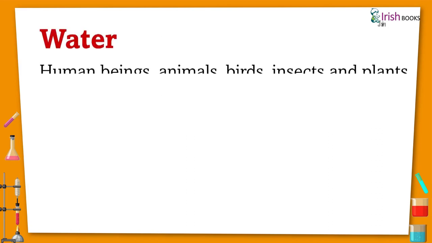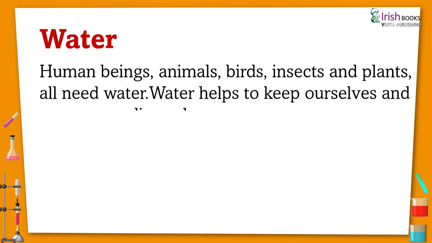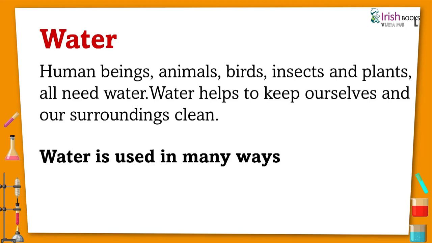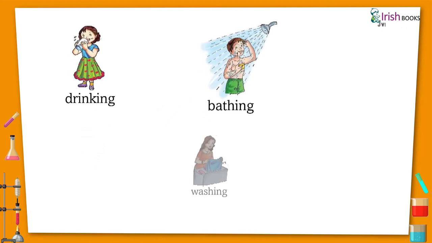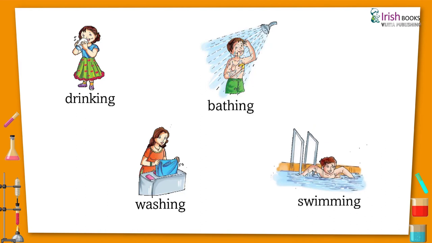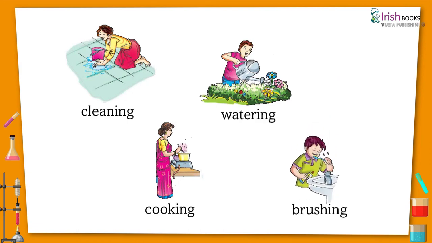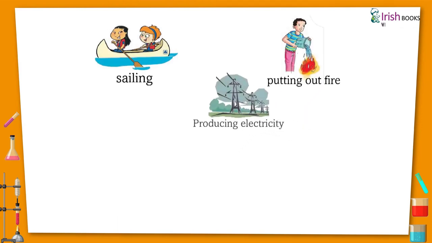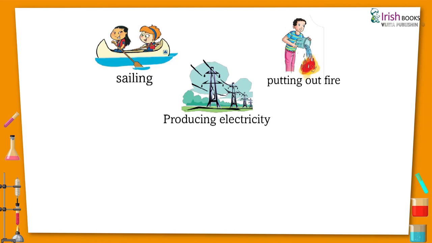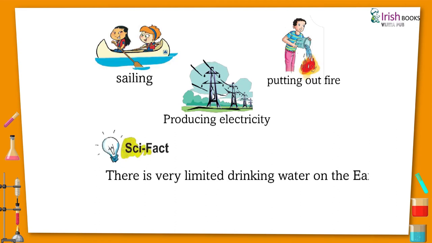Water. Human beings, animals, birds, insects, and plants all need water. Water helps to keep themselves and our surroundings clean. Water is used in many ways: drinking, bathing, washing, swimming, cleaning, watering plants, cooking, brushing, sailing, putting out fire, producing electricity. There is very limited drinking water on the earth.